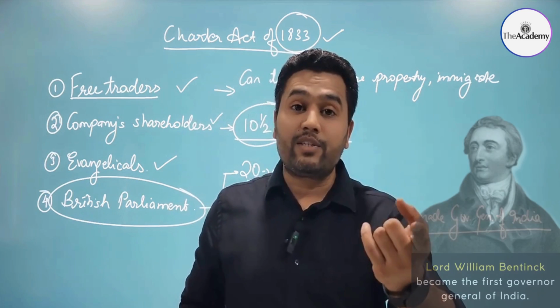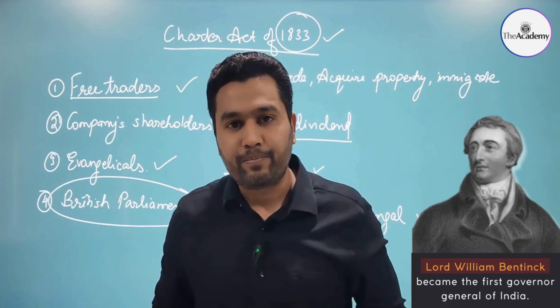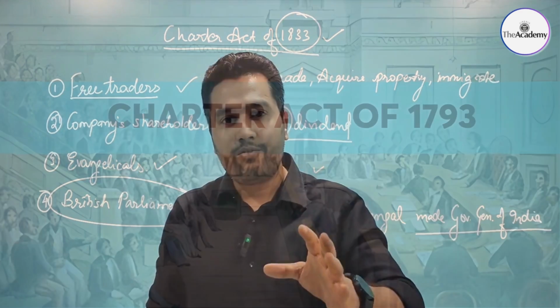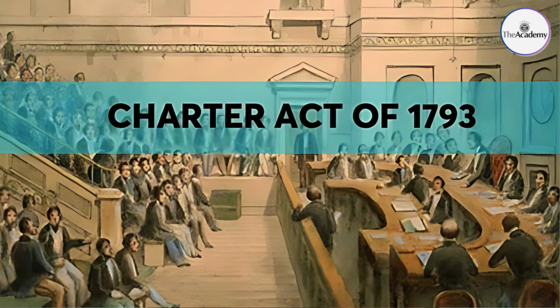And who was the first Governor-General of India? It was Lord William Bentinck. And we have already studied the Charter Act of 1793, where the number of councillors was reduced to 3.